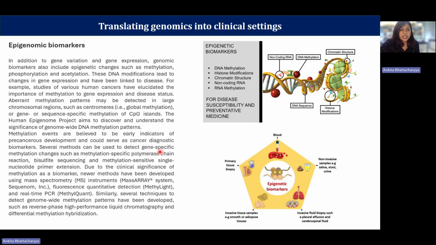Several methods can be used to detect gene-specific methylation changes, such as methylation-specific polymerase chain reaction, bisulfite sequencing, methylation-sensitive single nucleotide primer extension, etc. Due to the clinical significance of methylation as a biomarker, newer methods have been developed using MS instruments, MassARRAY systems, Sequenom, etc., fluorescence quantification detection using MethyLight, and real-time PCR. Similarly, several techniques to detect genome-wide methylation patterns have also been developed, such as reverse phase high-performance liquid chromatography and differential methylation hybridization.